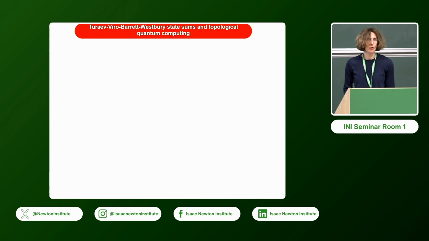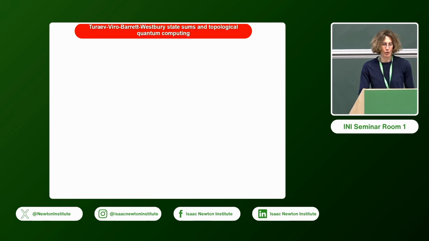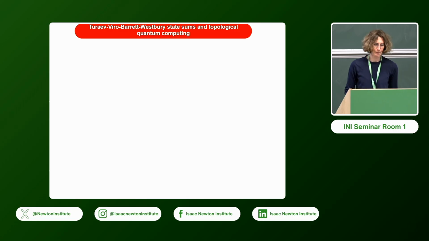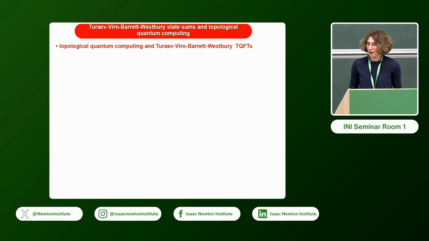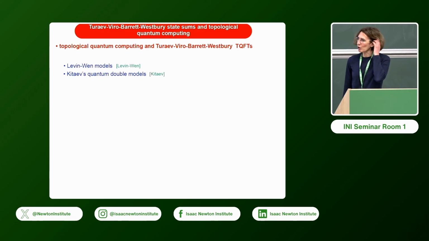Okay, so the state sum models I want to talk about are the Turaev-Viro and Barrett-Westbury state sums. They can be seen as a three-dimensional counterpart of models that are familiar from topological quantum computing and condensed matter physics. More specifically, they're related to the Levin-Wen models and to Kitaev's quantum double models.